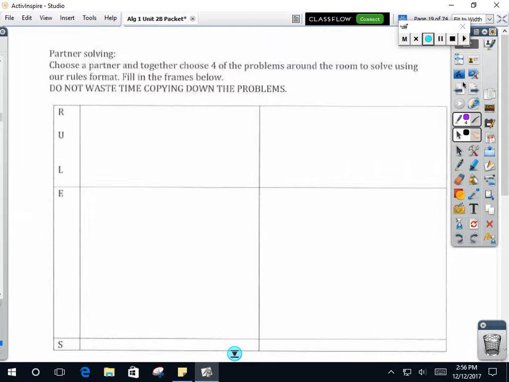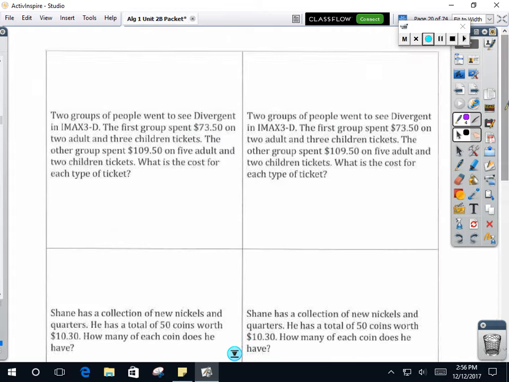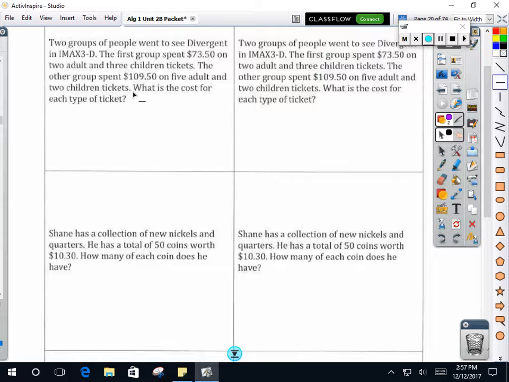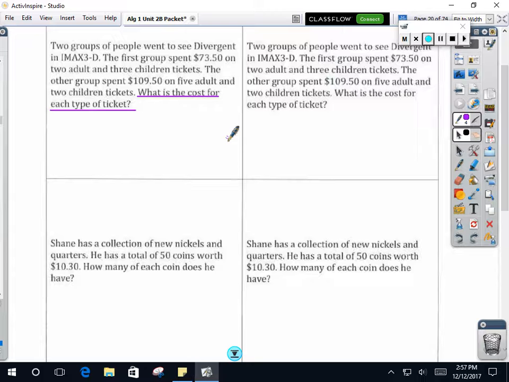All right. 2 groups of people went to see Divergent in IMAX 3D. The first group spent $73.50 on 2 adult tickets and 3 children's tickets. The other group spent $109.50 on 5 adult tickets and 2 children's tickets. What is the cost for each type of ticket? All right, we read the question. What are they asking us to figure out? Okay, what are the types of tickets? Right, adults and children, so we will be using A and C.